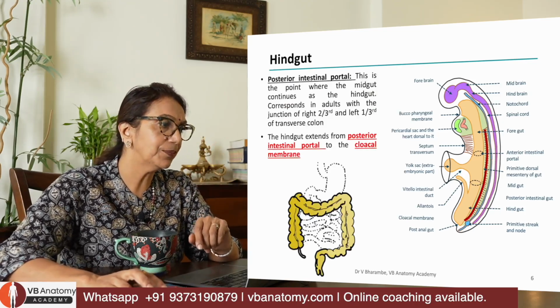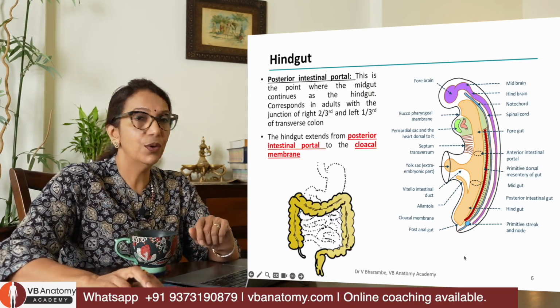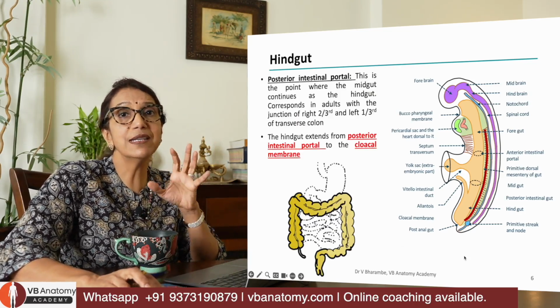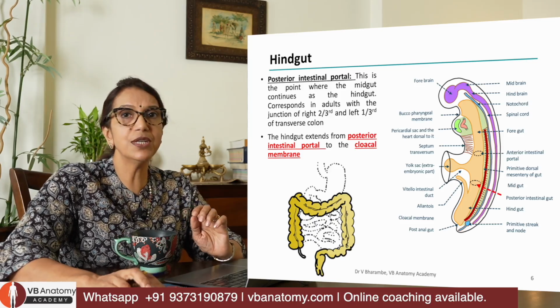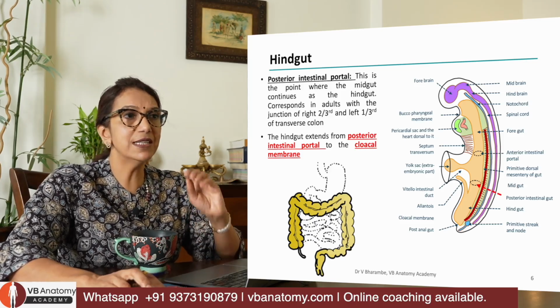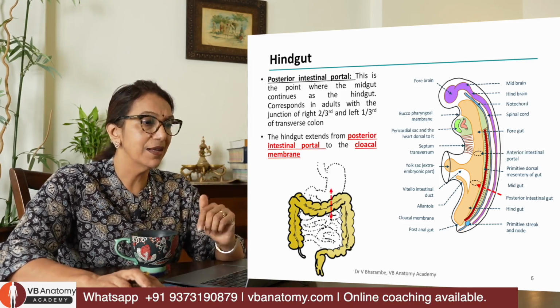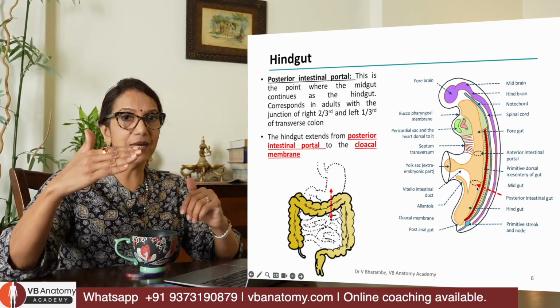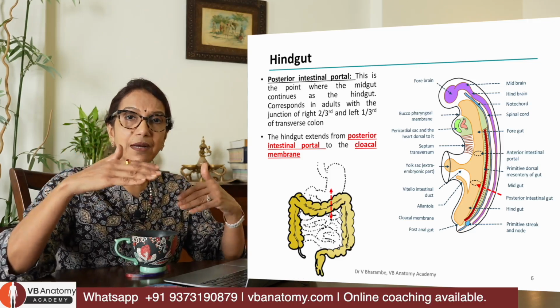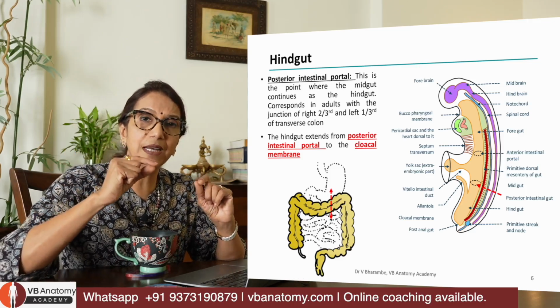So the hindgut which we are focusing on will always have supply from inferior mesenteric artery and its branches. Right. So there is something called posterior intestinal portal. Let's understand that. So here is your posterior intestinal portal, which is the point where midgut becomes continuous with the hindgut.